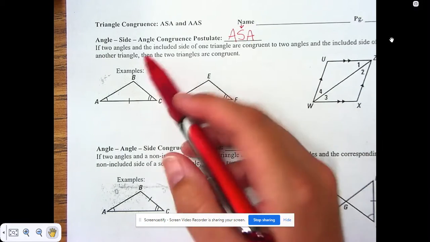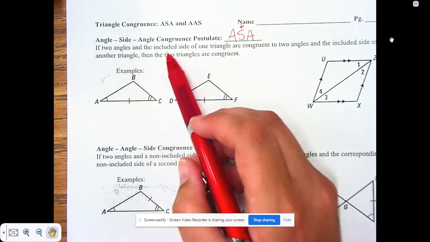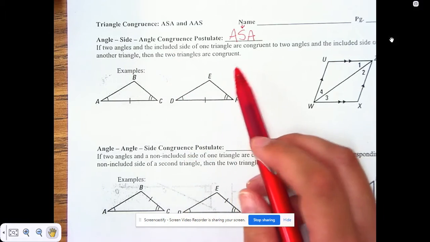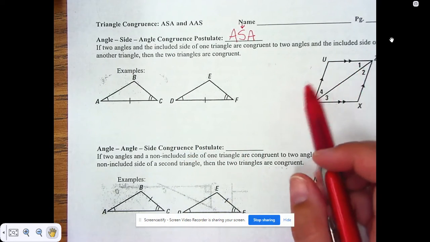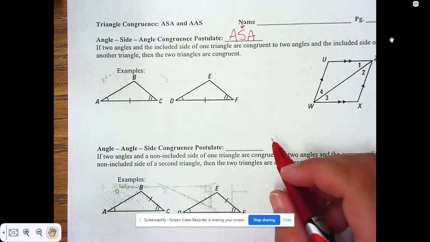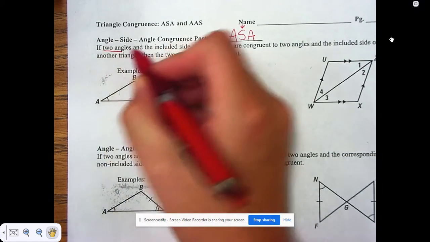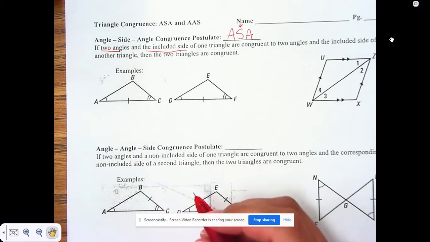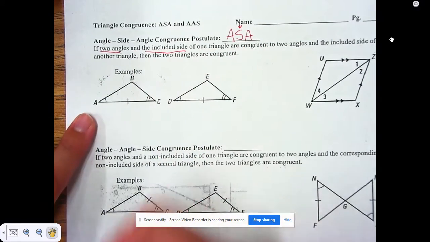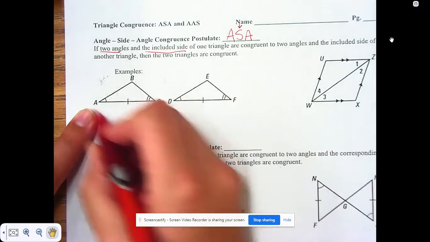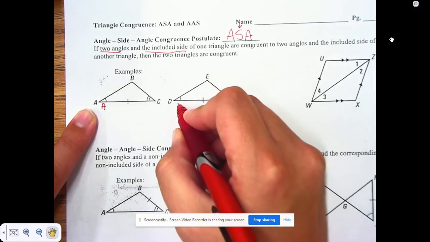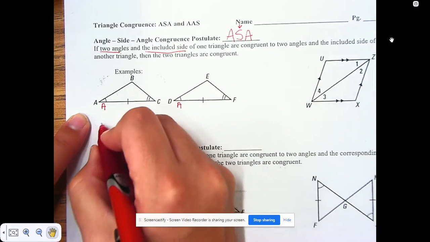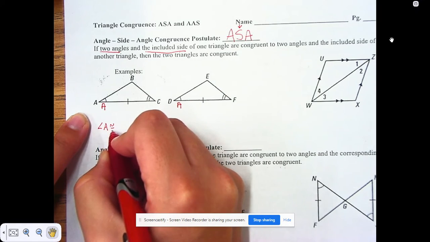So the postulate says if two angles and the included side of one triangle are congruent to two angles and the included side of another triangle, then the two triangles are congruent. So again, that is two angles and the included side. If you look at our pattern here, in these two triangles, this angle is congruent to this angle. So angle A is congruent to angle D.